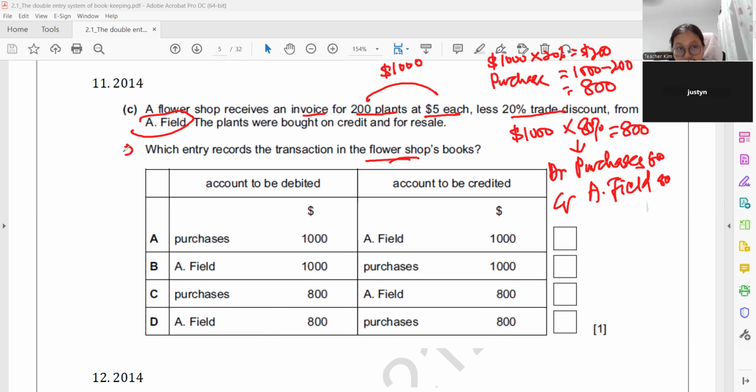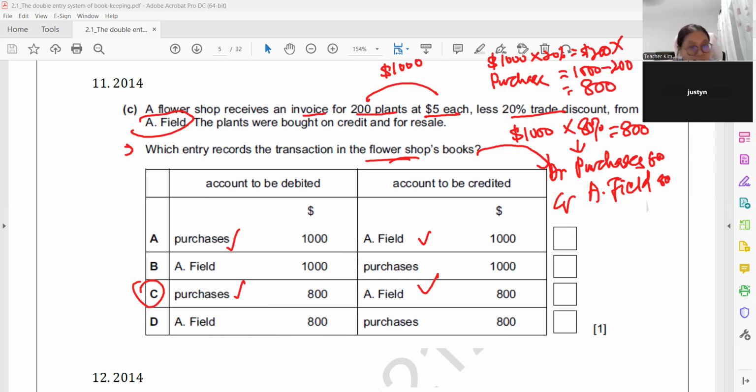the last sentence we have to read. What is the question they ask? Which entry records the transaction in the flower shop's books? They are asking about this transaction. That means debit purchases, credit Ali Field. You have these two answers, so the answer is C. Trade discount, no need to record. So less 200 becomes 800. So the answer should be C.